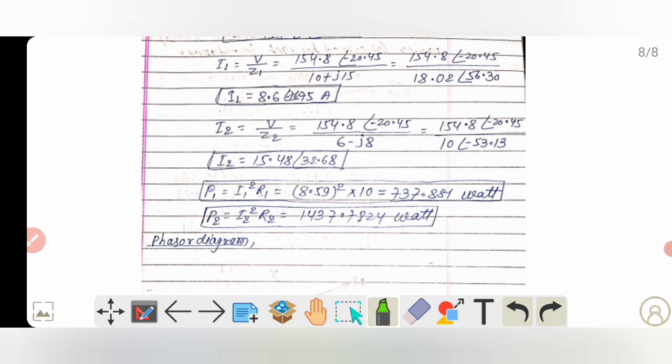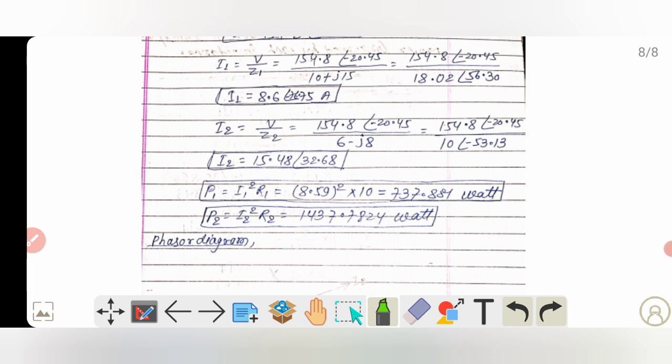And now in the same way, if you want to calculate the power for impedance Z1, it will be equal to I square R1. And as we put all these values, our equation comes out to be that the value of power P1 is equal to 737.881 watt, and P2 is equal to 1437.7824 watt.